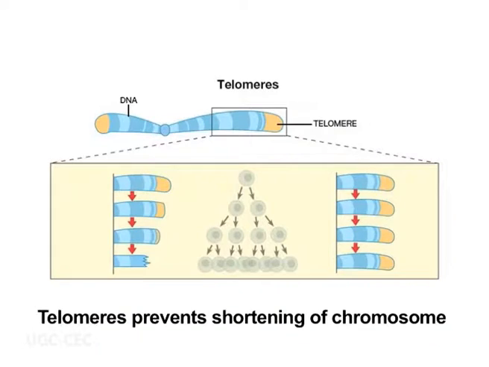They play an important regulatory role in cancer. So in this way, the telomeres serve several important functions in the cell. Apart from these functions listed, there is another important function: they prevent the shortening of chromosomes after each round of replication.